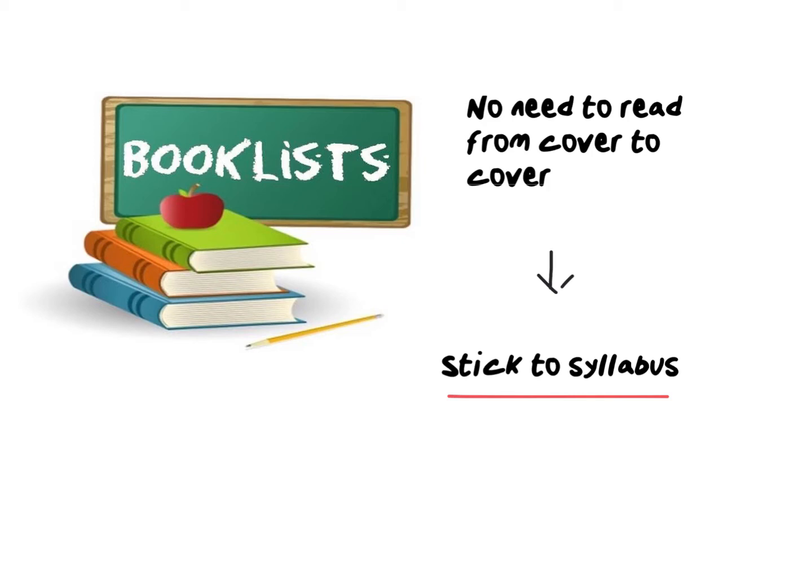So don't panic by seeing all those book lists, like paper 1 having 5 to 6 books, and paper 2 around 3 to 4 books. Oh my god, should I read all these books? No, you have to stick to your syllabus. Whatever topic is present in our syllabus, we have to read that only from those books.